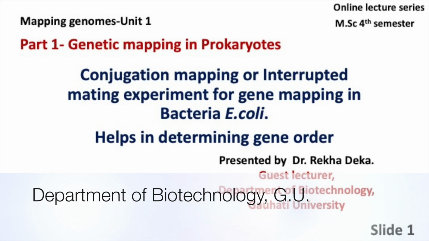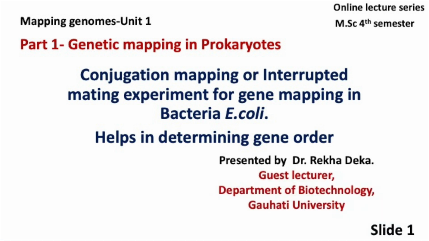Hello everyone. So I am going to discuss the topic mapping genomes, which is in your unit 1 of the syllabus. I am going to discuss the genetic mapping in prokaryotes first, that is part 1. Here I will discuss the conjugation mapping, or you can say the interrupted gene mapping in bacteria E. coli. This type of mapping helps in determining the gene order in bacterial cells.